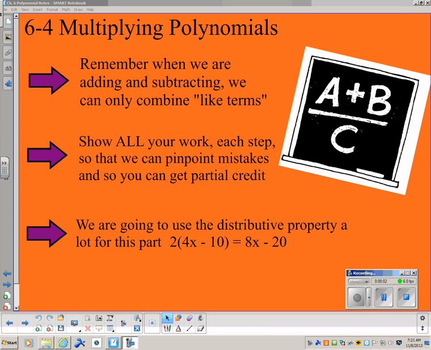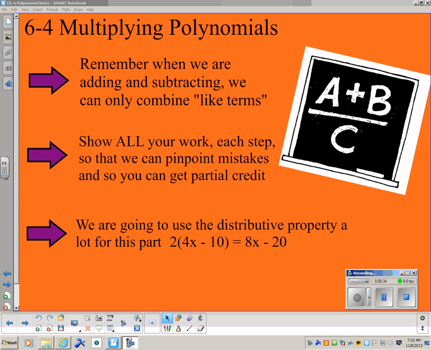Okay, so today we are going to be working on 6-4. We are multiplying polynomials. So basically we're going to be thinking about how we use the distributive property and then how we FOIL. So remember, when we're adding and subtracting, we can combine only like terms. You want to be able to show all your work so that we can pinpoint any mistakes, so you can get partial credit on these. So first, we're going to look at the distributive property.